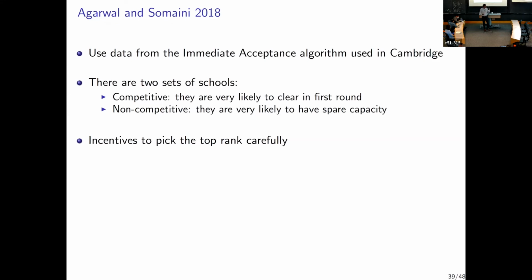Now the question is, what happens if your first and second preferred schools are both competitive? Then you might say, okay, I want to think about my priority for the schools. Maybe I like the school for which I don't have priority a little bit less, but I have priority in the other one. So my chances of getting in are much higher than in the other school. So it's going to be very important to pick the top rank very carefully.